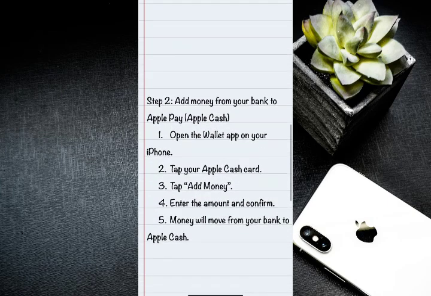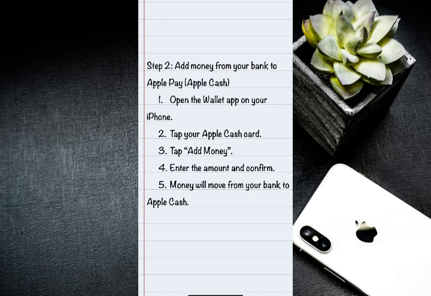So once that is done, then on step 2, you have to add money from your bank account to your Apple Pay. So the first thing to do is to open the Wallet app on your iPhone, then tap your Apple Cash card, then tap add money, then enter the amount and confirm. Then money will move from your bank to your Apple Cash, and that's it.